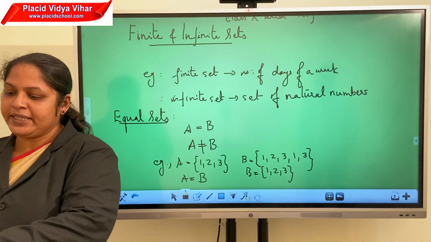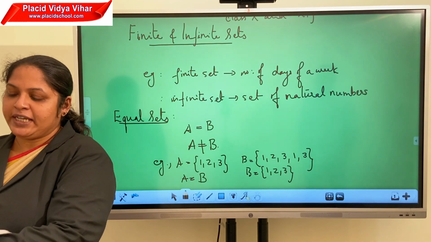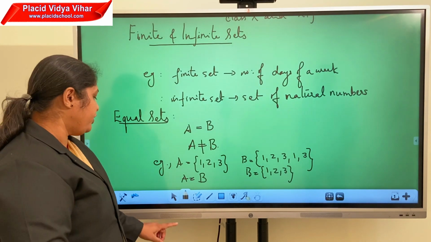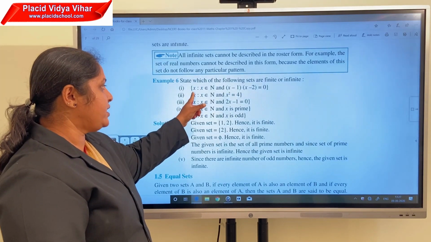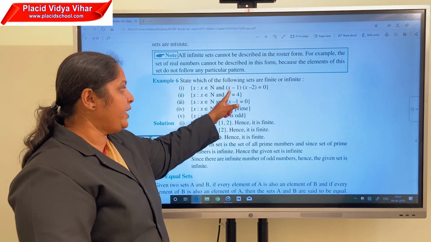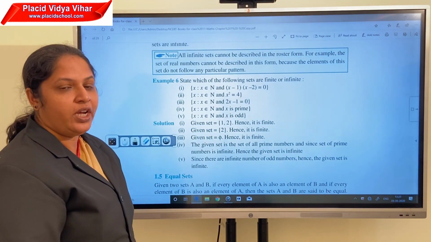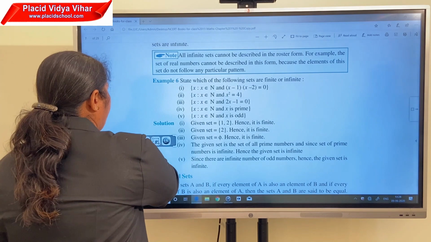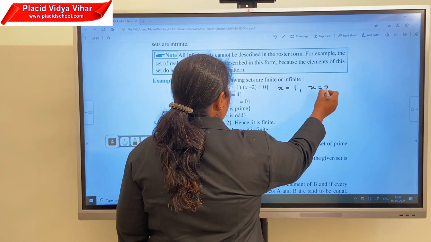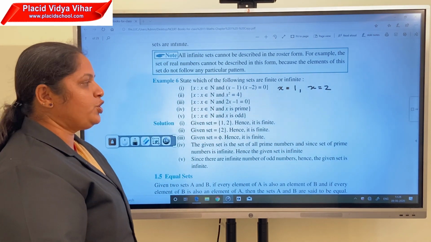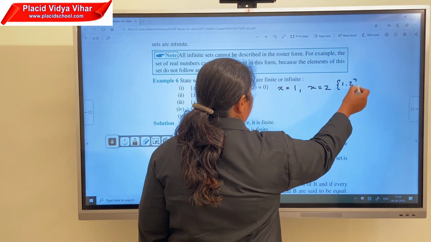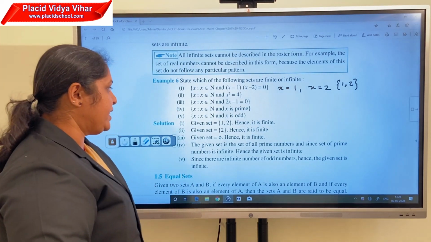Now we'll move on to some examples. Example 6 from the textbook. State which of the following sets are finite or infinite. First one, set X such that X belongs to the set of natural numbers N and (X minus 1) into (X minus 2) equal to 0. (X minus 1) into (X minus 2) equal to 0 means X is equal to 1 and X is equal to 2. Therefore, we can write this set as {1, 2}. This is a finite set.